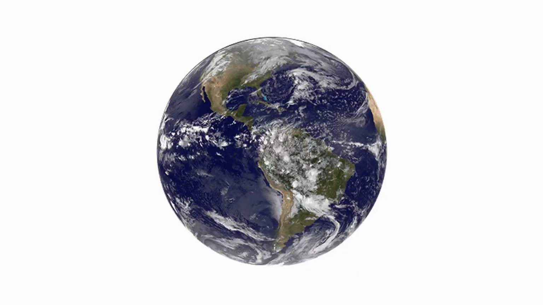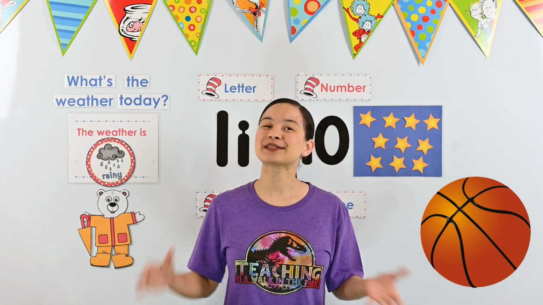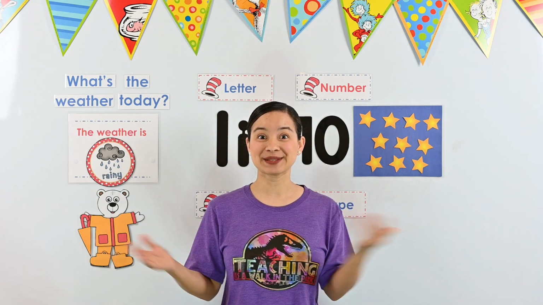Let's take a look at something else that's a sphere. Wow, what's this? It's the Earth. We learned all about the Earth in the past 2 weeks. The Earth is the shape of a sphere. It looks like a big ball. Let's take a look at one more picture of a sphere. What's this? It's a basketball. A basketball is a sphere. It's perfectly round. Excellent work, friends.